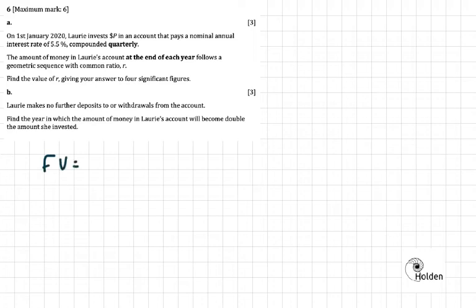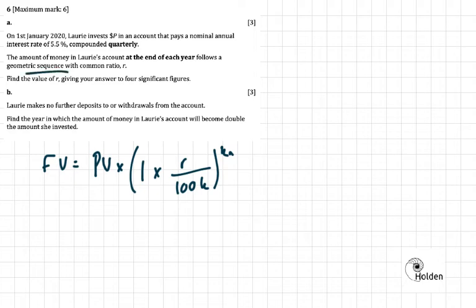Compound interest is final value is equal to the present value times by 1 plus the rate over 100 times the number of compounds, raised to the power of the number of compounds and number of years. And it says that it follows a geometric sequence with common ratio R. That tells us this must represent the common ratio R. I know we've got an R here, but this R stands for rate, it doesn't stand for the common ratio.